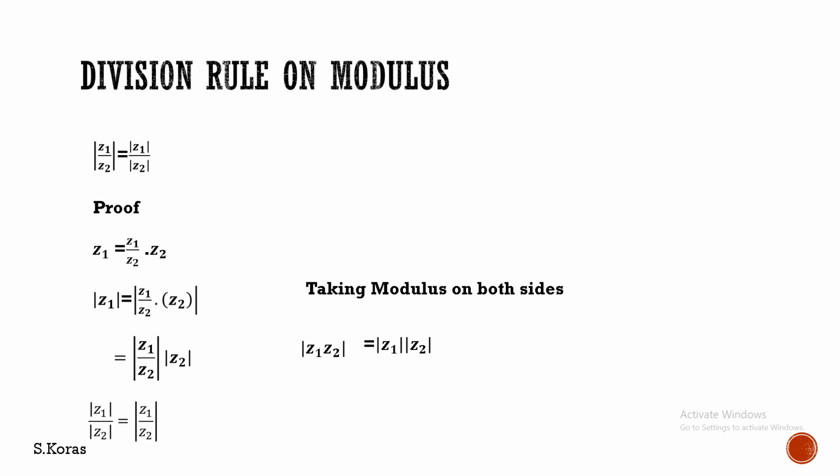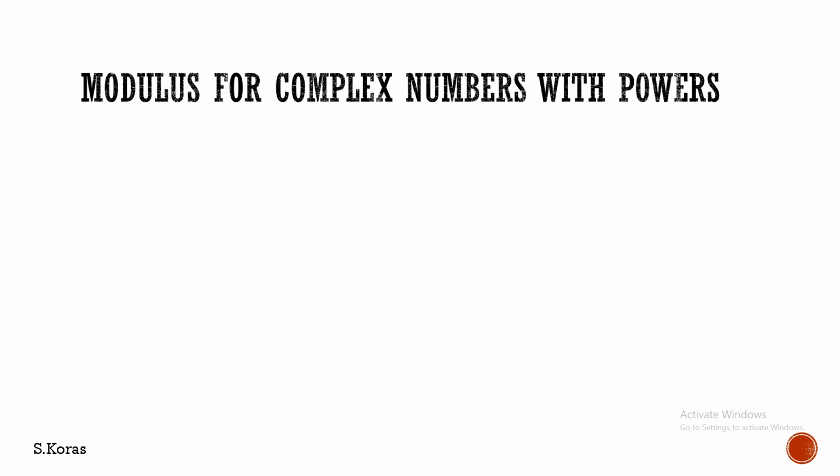Let us try to do one more property that is also very important for problems. That is how to take modulus of a complex number which has powers, that is modulus of Z power n. The property says no need of worrying about this power. Just take modulus of this complex number alone, then raise it to that power. That is very simple. Let us try to prove it.